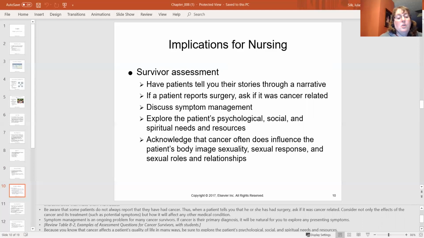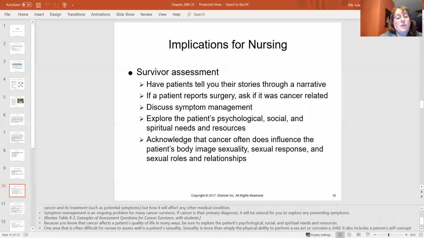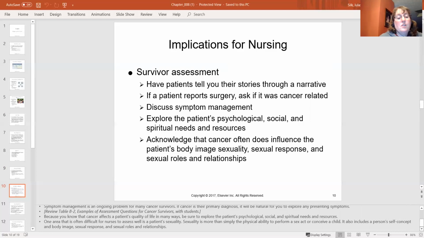Symptom management is an ongoing problem for many cancer survivors. If cancer is their primary diagnosis, it will be natural for you to explore any presenting symptoms. Because you know cancer affects a patient's quality of life in many ways, be sure to explore the patient's psychological, social, and spiritual needs and resources. One area that's often difficult for nurses to assess well is the patient's sexuality. Sexuality is more than simply the physical ability to perform a sex act or conceive a child. It also includes a person's self-concept and body image, sexual response, and sexual roles in relationships.